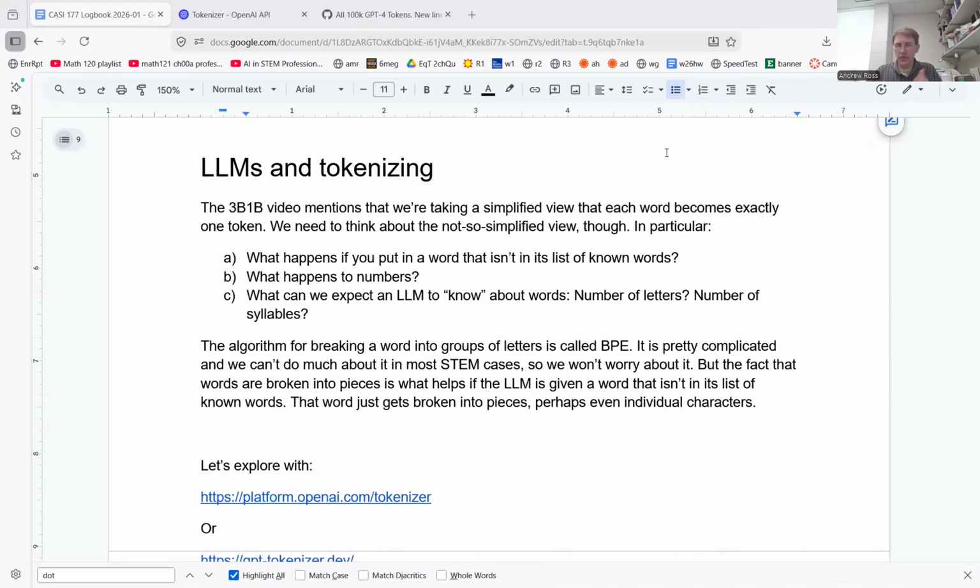The commonly used algorithm for breaking a word into groups of letters that LLMs use is called BPE. It's pretty complicated, and we can't do much about it in most STEM use cases, so we're not going to worry about it. But the fact that words are broken into pieces is what helps the LLM if it's given a word that isn't in its list of known words. That word just gets broken into pieces, perhaps even individual characters. So that's kind of what happens with part A here.